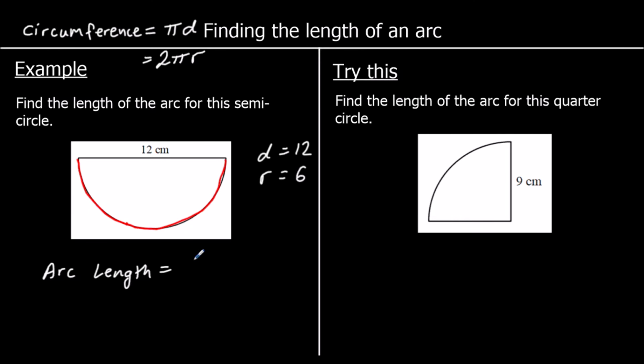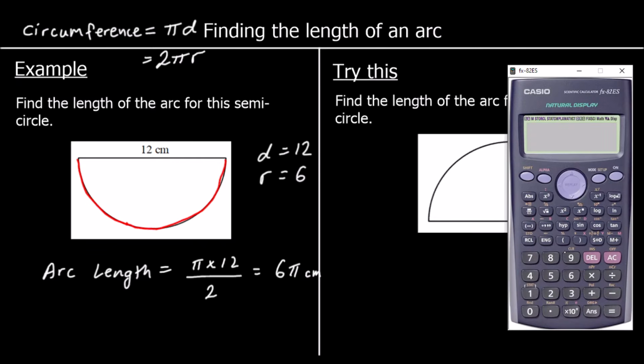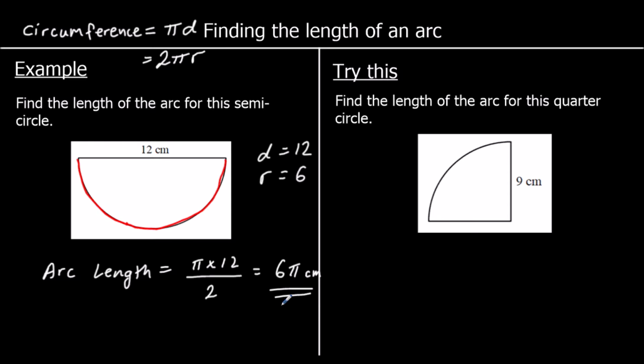So the arc length is going to be the circumference of the whole circle, which I'm going to do pi times 12 divided by 2, because we've got half of a circle. So that's 12 pi over 2, which is 6 pi, and it's in centimeters. If we wanted to give our answer as a decimal, we could type 6 pi into the calculator and press the S to D button, and we'll get 18.8495 and so on. But 6 pi centimeters is a perfectly good answer.